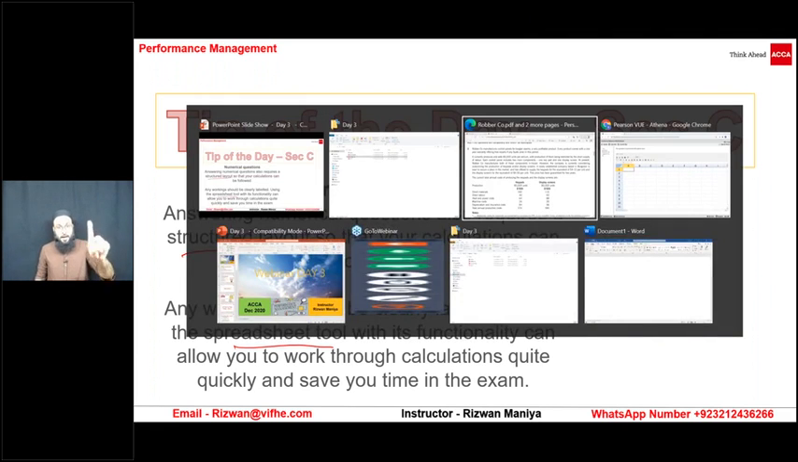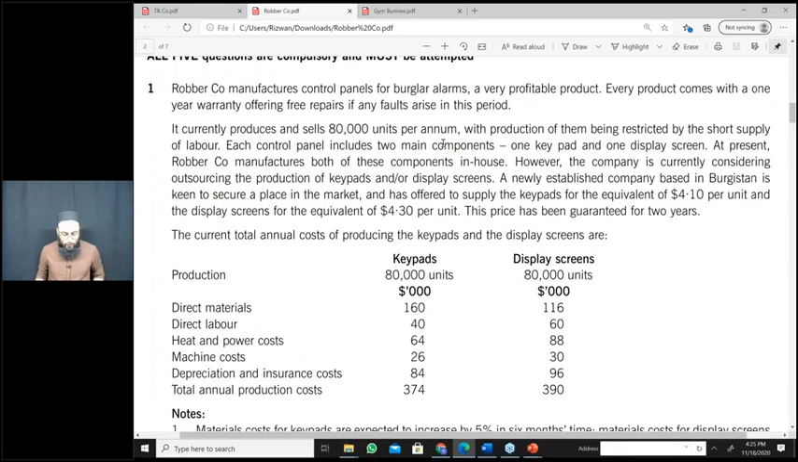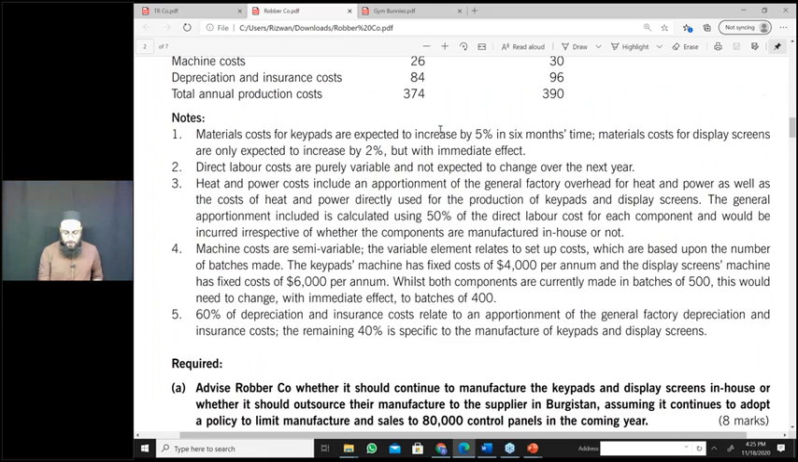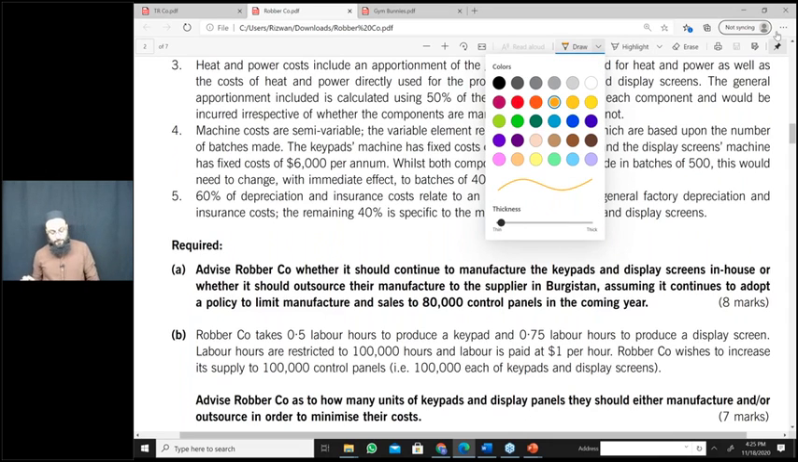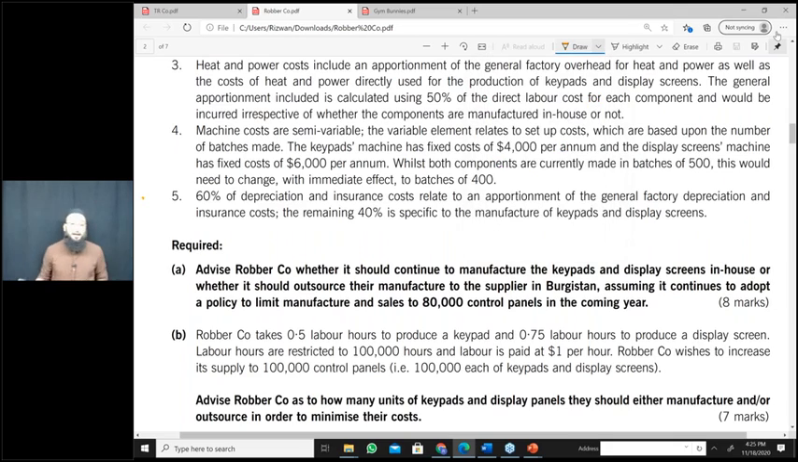And another tip I want to give you, whenever you are solving a section C question, read the requirements first. Come on, just note down all the tips I'm telling you, okay? So just go through the requirements first, because if you don't know what is being asked, how can you read the scenario? How can you link the things? Okay, so yeah, let's read.